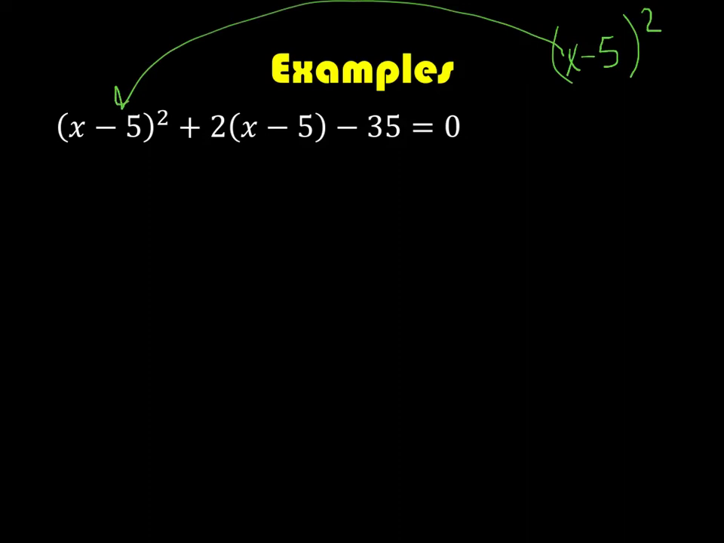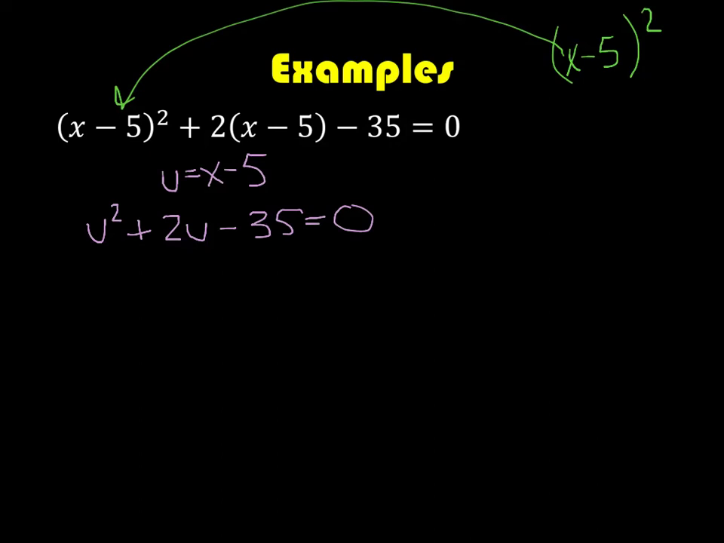So the first thing we're going to do is use u substitution. So in this case, again, you're always letting u equal your middle term. So my middle term is x minus 5. So I'm going to let u equal x minus 5. Now I'm going to rewrite the problem, so it's going to be u squared plus 2u minus 35 equals 0.